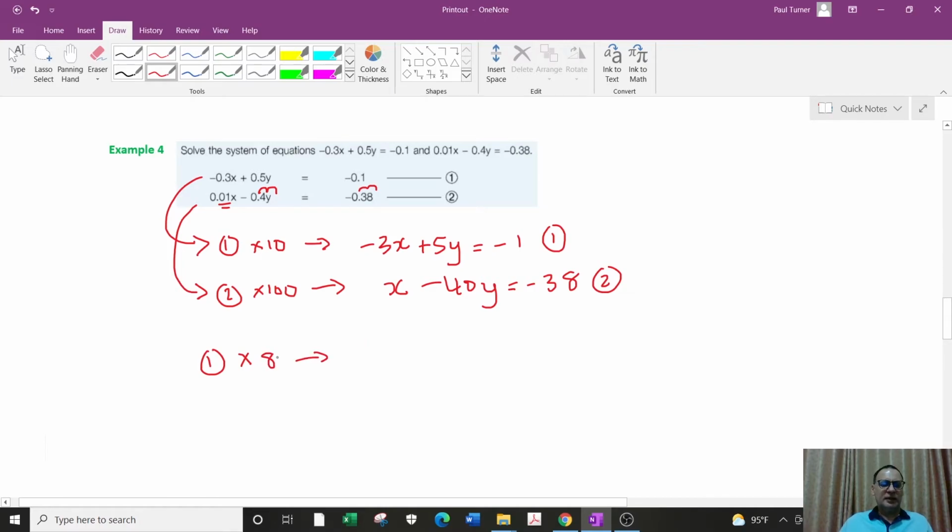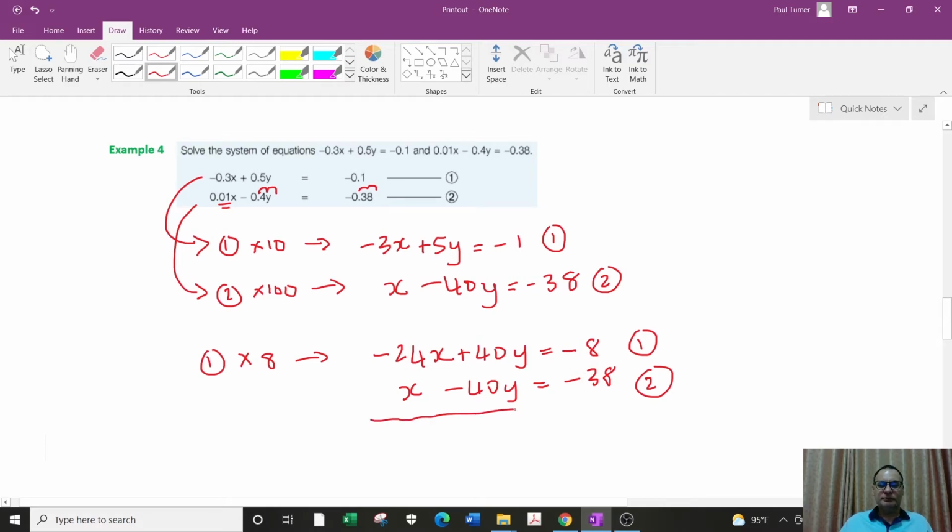What happens then? So equation 1 times 8, 3 eighths are minus 24, minus 24x. And 8, 5 eighths are 40, so plus 40y. Minus 1 times 8, minus 8. So that's still equation 1. And what I'll do, I'll write equation 2 again here. So x minus 40y equals minus 38. That's equation 2.